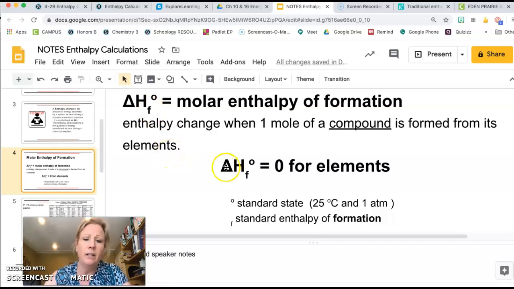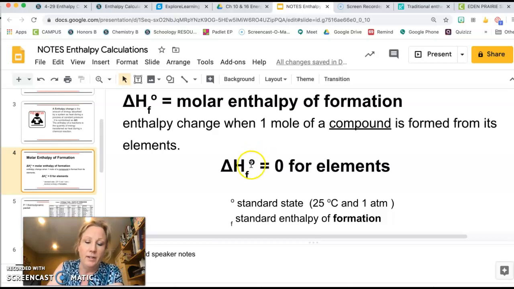So elements aren't really formed, they're not compounds with those bonds. So the delta H of formation for any element, like for example just plain copper or a diatomic molecule like oxygen, is going to be equal to 0.